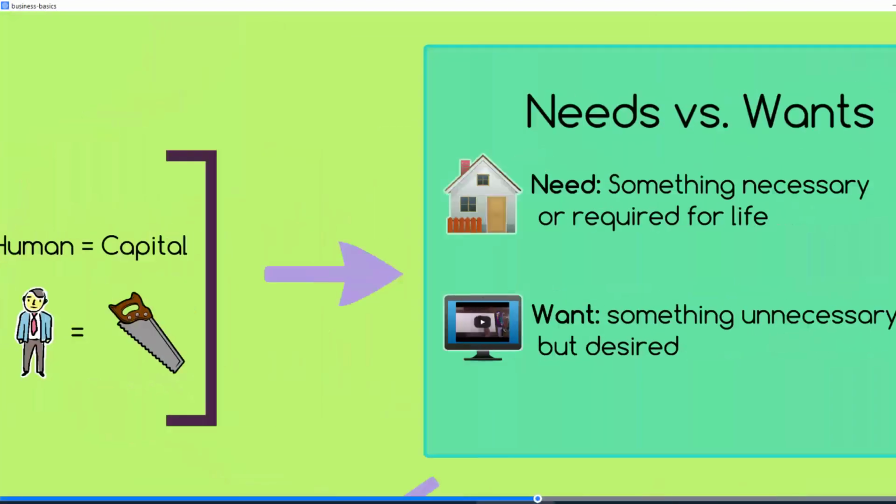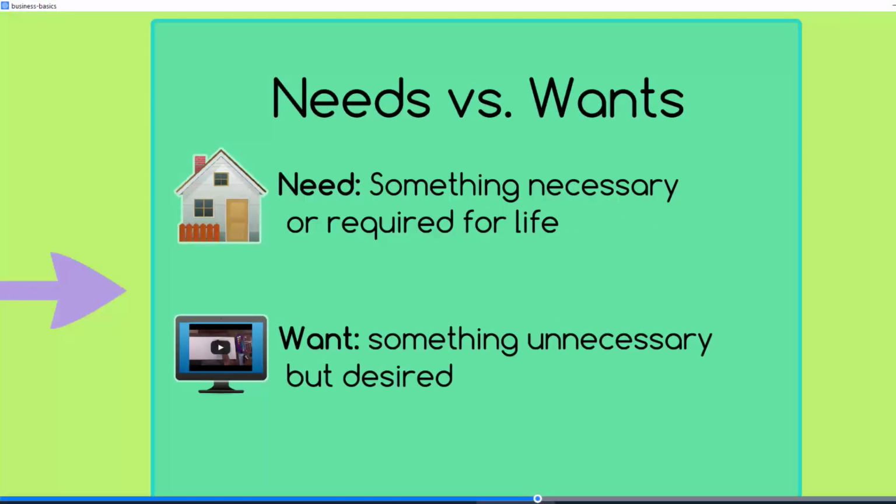All right, next thing we're going to talk about is needs versus wants. So a need is something necessary or required for life, and a want is something unnecessary but desired. Now, this can be tricky because you got to think, okay, well, what's really a need? I mean, if we really pare this down, a need is going to be like food, water, safety, maybe like a shelter, right?